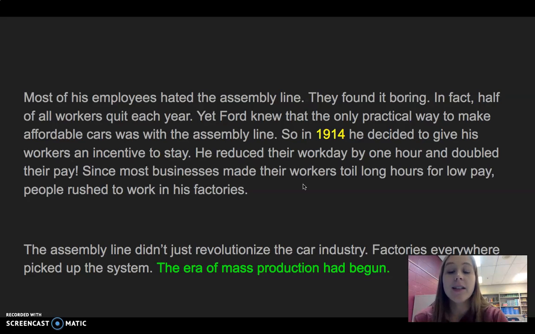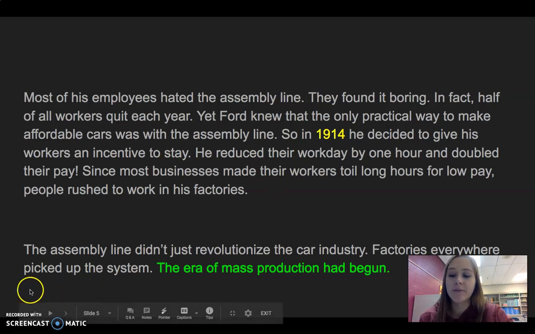The assembly line didn't just revolutionize the car industry. Factories everywhere picked up the system, and the era of mass production had begun.